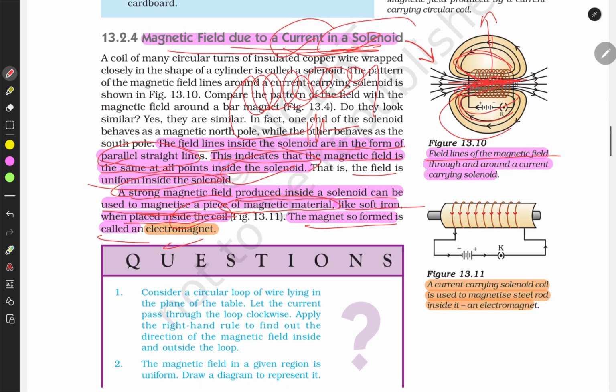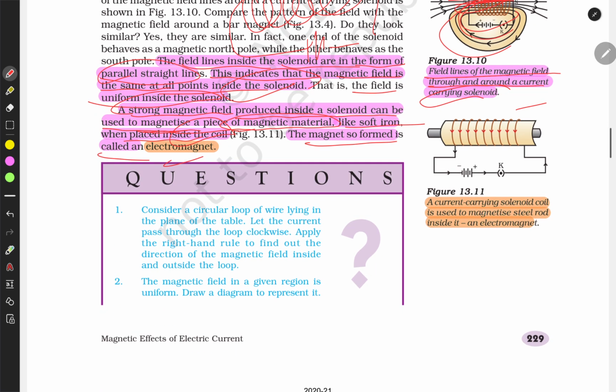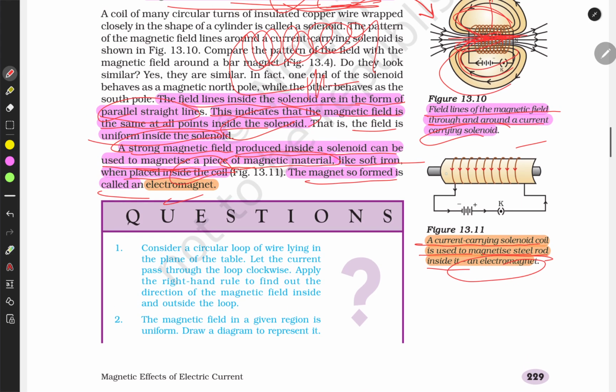Field lines of the magnetic field through and around a current carrying solenoid. When a current carrying solenoid is used to magnetize a steel rod inside it, we get an electromagnet. So we have put a rod in it. You can see here an iron rod, and when we place it, it magnetizes this rod, and it also gains magnetic properties. It also gains a north and south pole and all that.